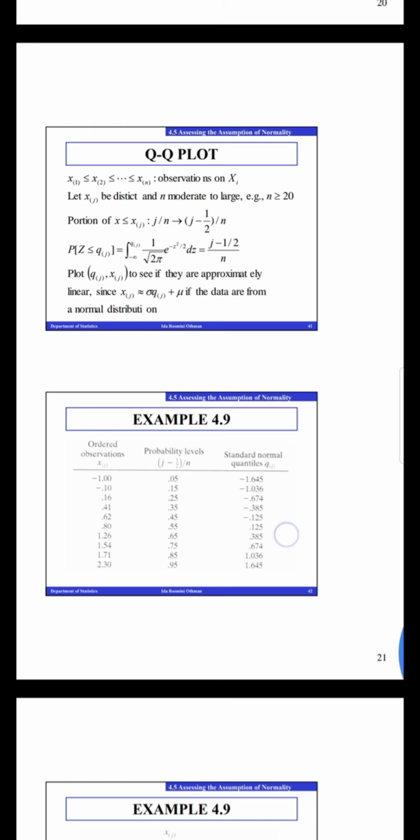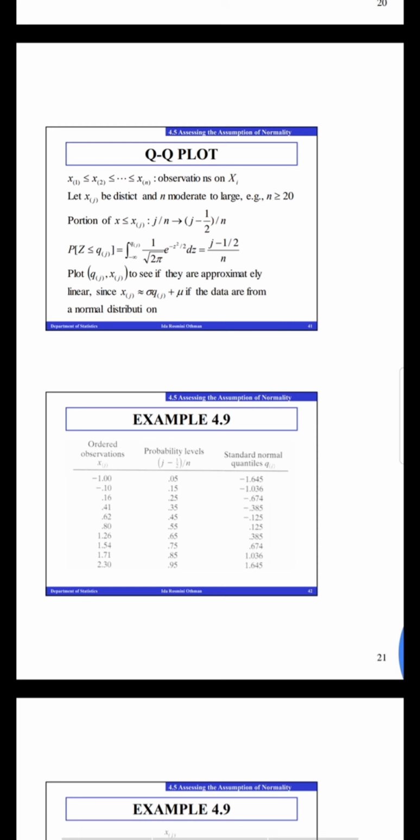Okay, so this time we proceed with assessing the assumption of normality using QQ plot and also chi-square plot. Okay, in your textbook, we are at section 4.6 and page 177. Okay, kita sambung.